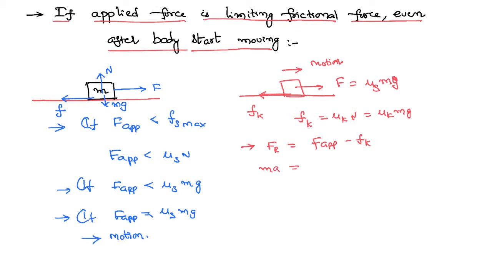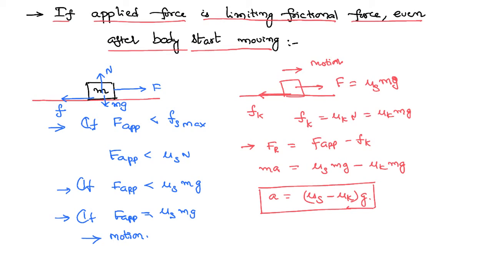We can write F resultant as ma. F applied is nothing but the maximum static frictional force, and F kinetic is this. We can cancel all the masses and we can say acceleration equals (mu s minus mu k) into g. This is the acceleration acquired by a body, and we need to use this only when we have applied the minimum required force, which is equal to the limiting frictional force, and we continue applying the same force even after the body comes into motion.